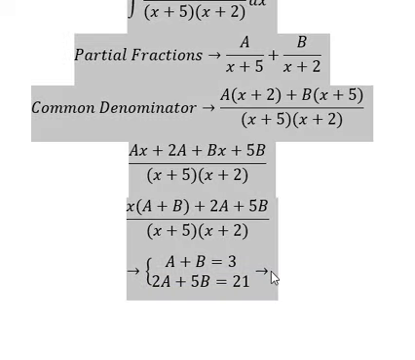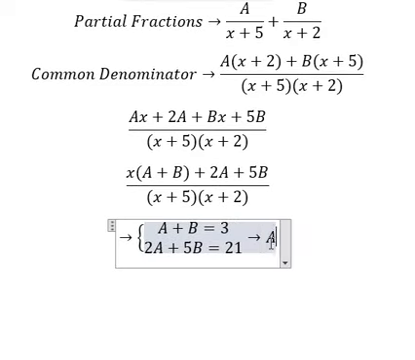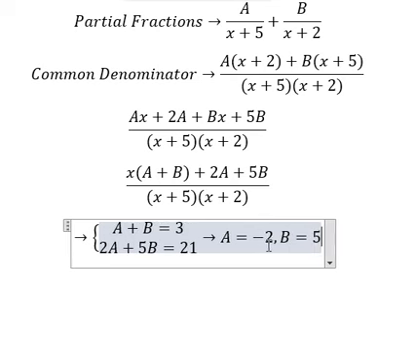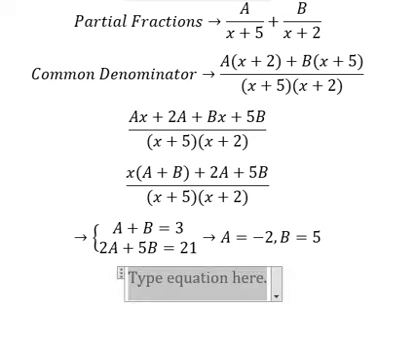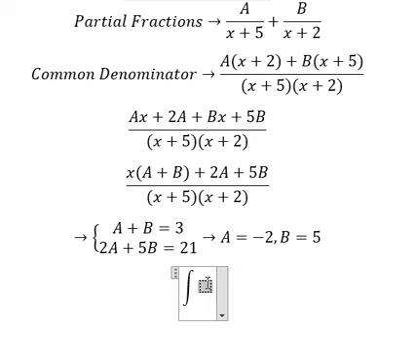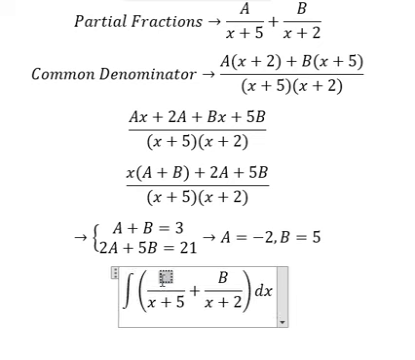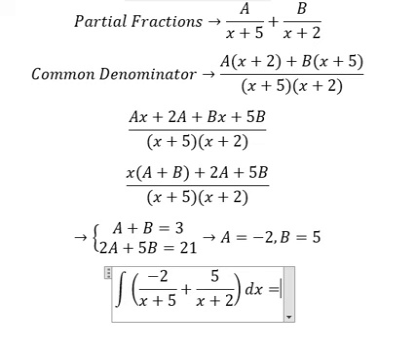So A equals negative number 2. And B equals number 5. So we put negative number 2 and number 5 in here. And now we have the final answer.